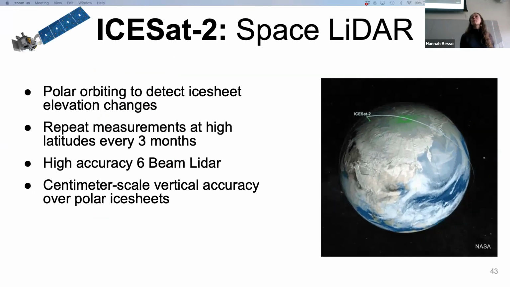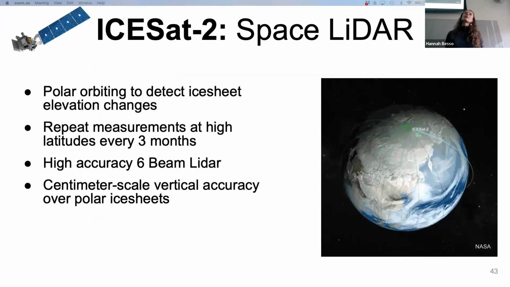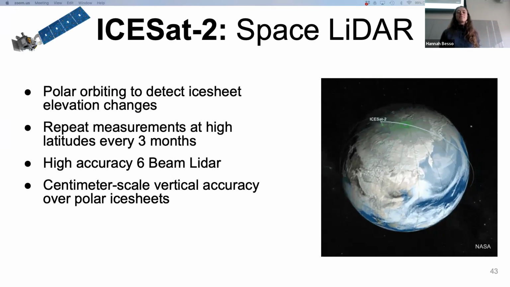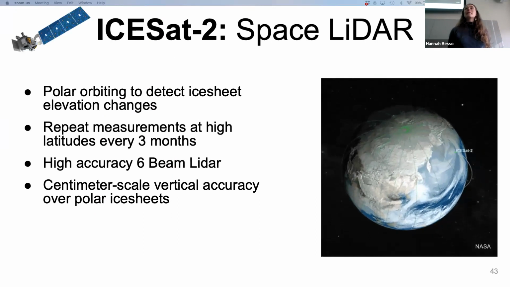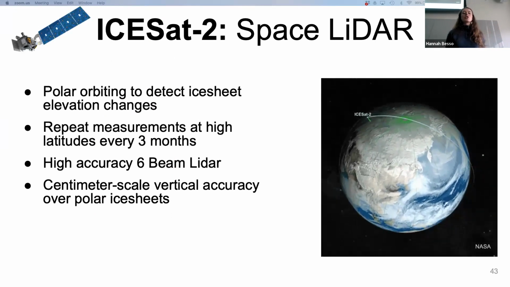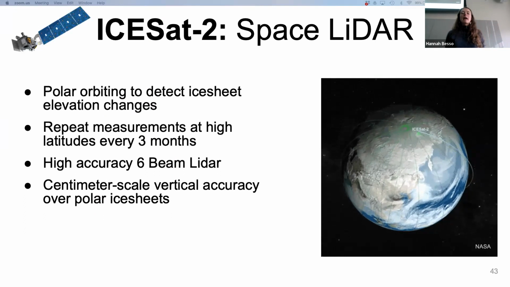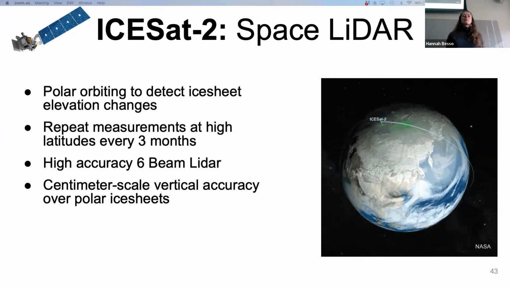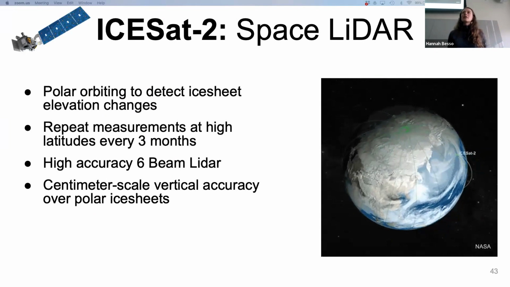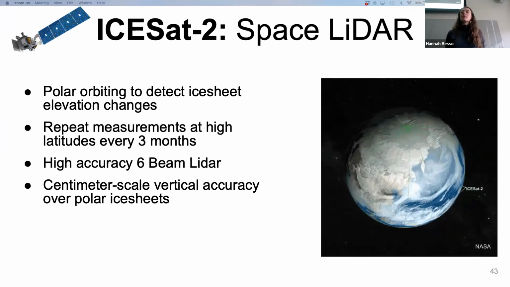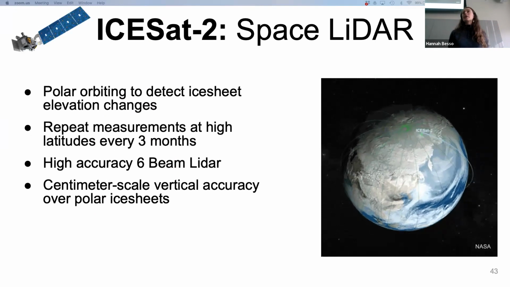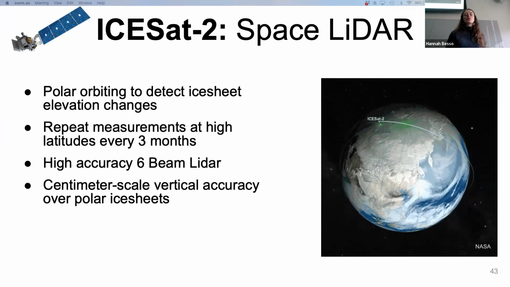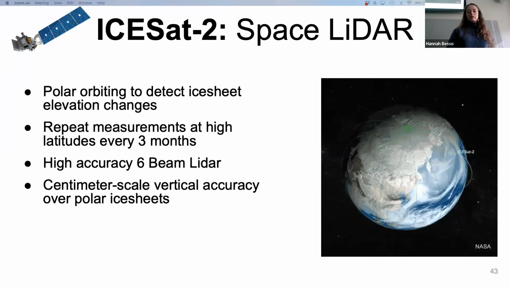ICESat-2 is a spaceborne LiDAR instrument. So we talked about airborne LiDAR, which uses airplanes. This is a LiDAR instrument mounted on board a satellite. It is polar orbiting with the primary goal of detecting change in elevation and mass on ice sheets at the poles. It repeats measurements at high latitudes at the polar regions every 3 months. It has very high accuracy 6-beam LiDAR that can measure centimeter scale vertical accuracy over polar ice sheets.